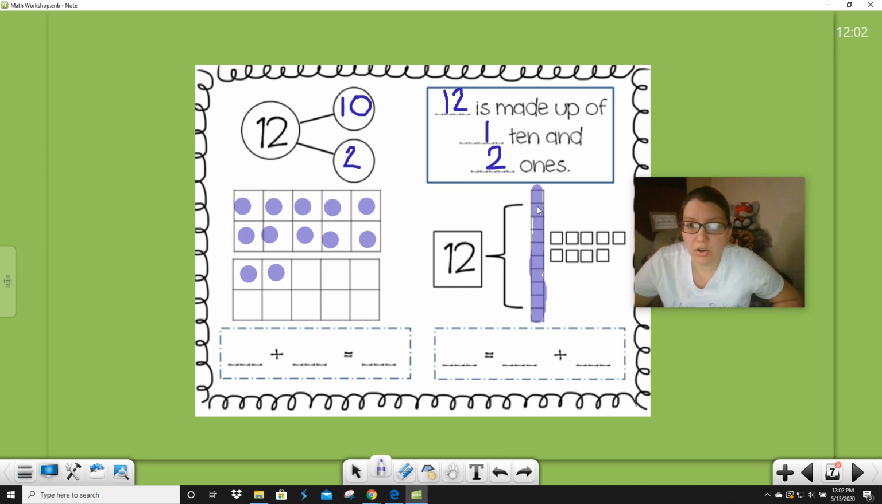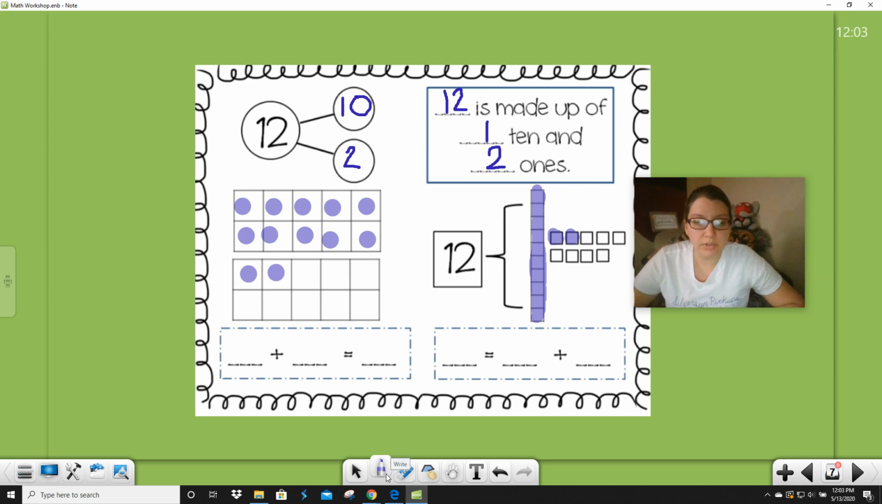So I need all of these for 12. But then what? 10. But then what do I need over here? Do I need to color all these ones? No. How many ones do I need to color? Just 2. So 10, 11, 12. And that's 12. You have 1 10 and 2 ones, right?